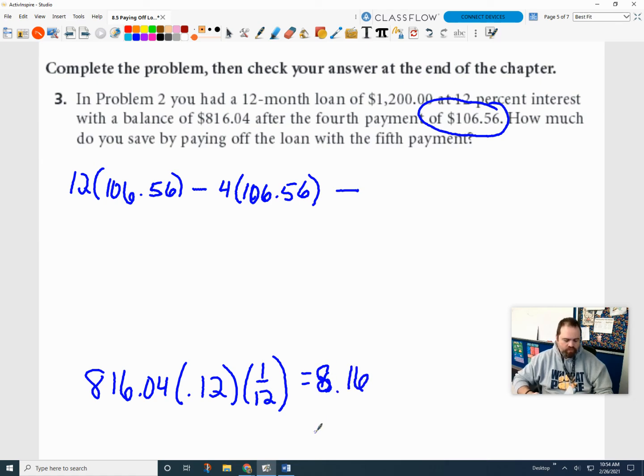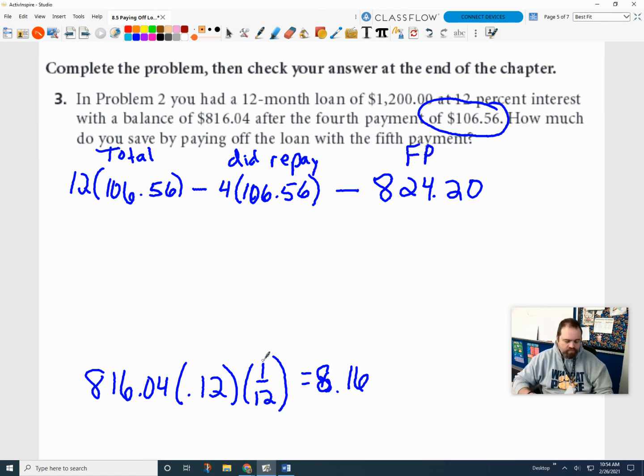Okay, so the final payment was the $816.04 plus the interest of $8.16. So our final payment here is going to be $824.20. Okay, this is the total repayment, right? If we just made those monthly payments, this is what we did repay. And this is our final payment.